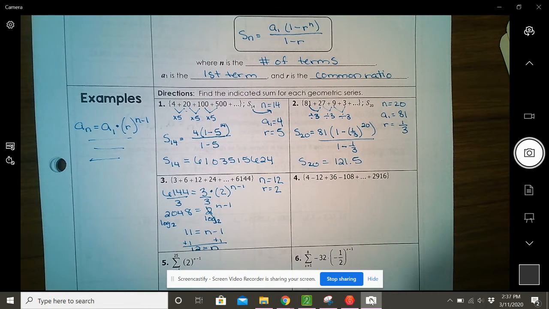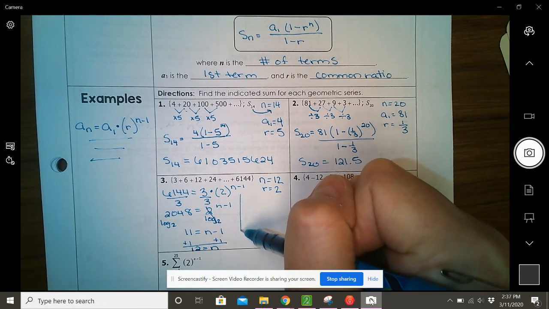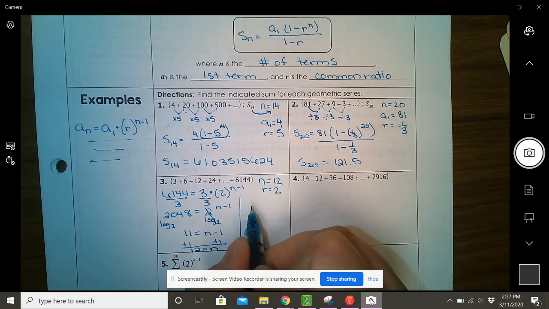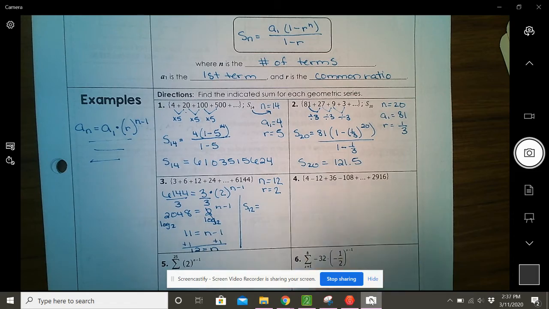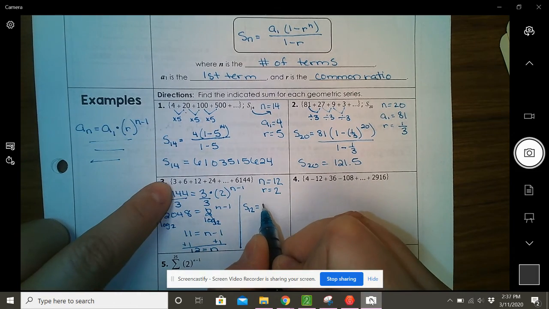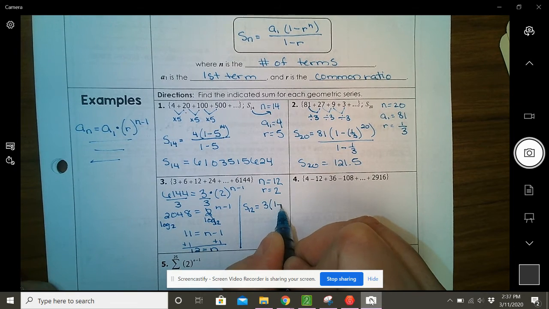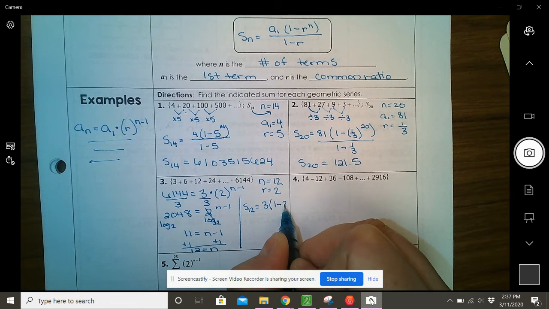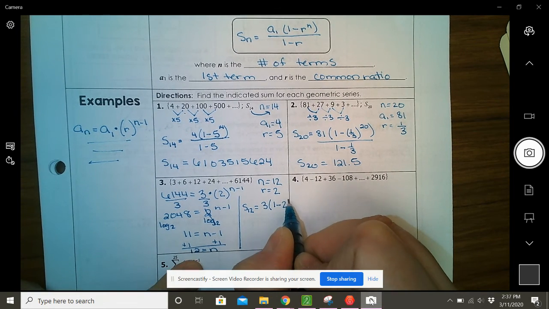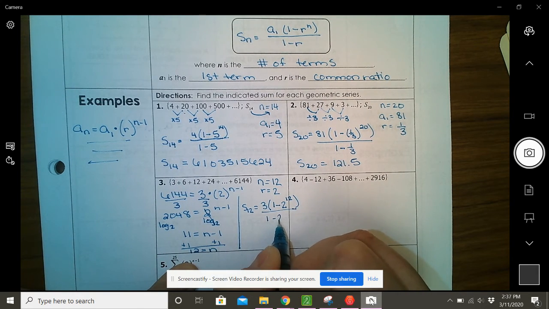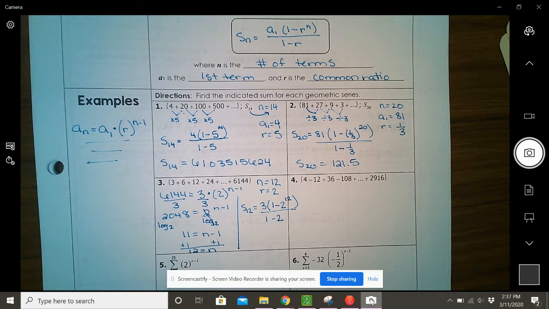So now I can go back to the series. Now I'm going to use this formula. The 12 terms in this series add up to 3 as the first term of the series, 1 minus my r value of 2. Now I know my n value is 12 all over 1 minus 2. So I'm headed back to Desmos to finish this out.